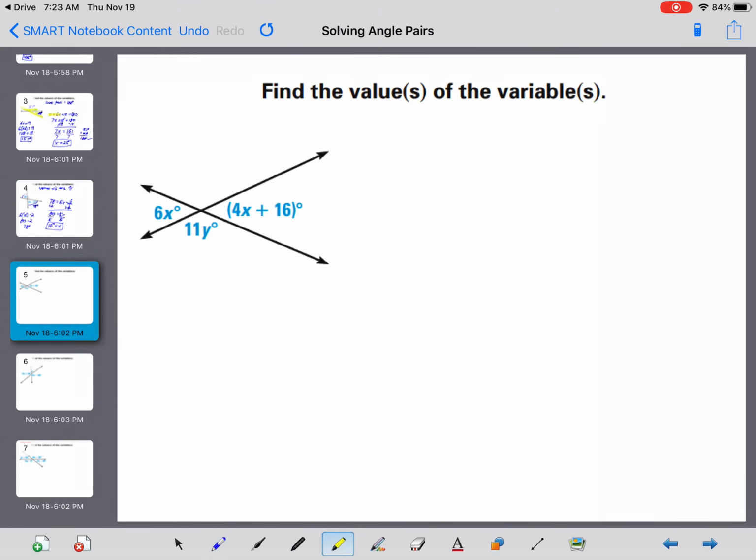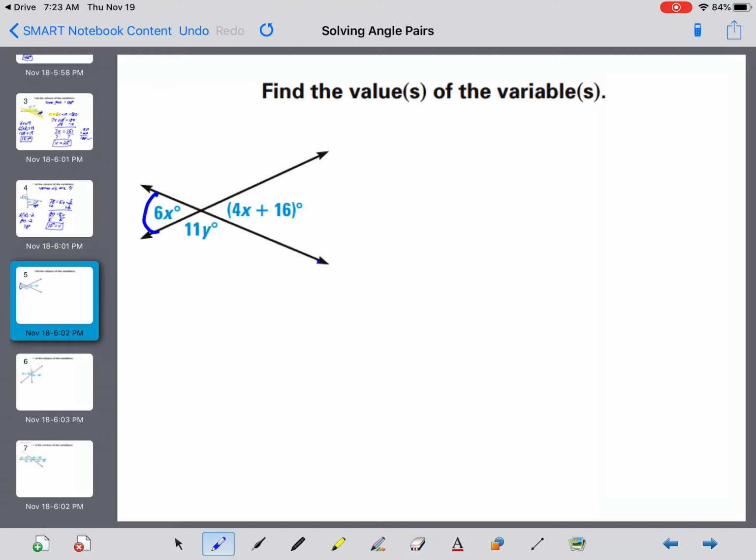Okay, here, we're getting a little more difficult. We have 3 unknowns. There's several ways we can solve. I can either approach the vertical angles first, or I could solve for a linear pair here with these 2 angles equaling 180, or I could solve for a linear pair this way with these 2 angles equaling 180. So there's 3 separate options that we can go about to solve this equation.